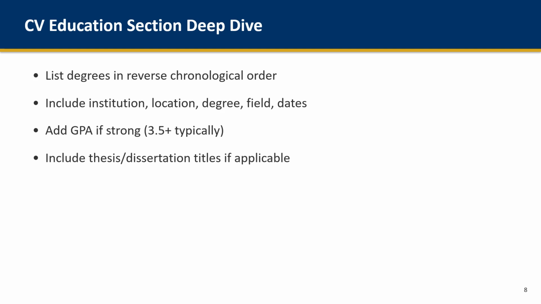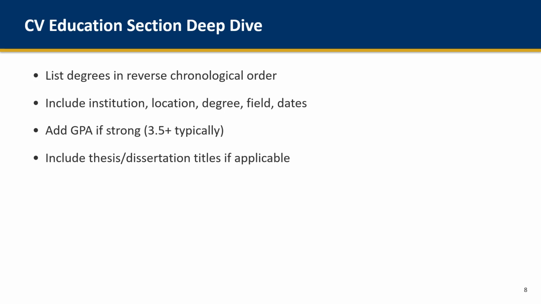The education section requires careful attention. List degrees in reverse chronological order, starting with your most recent or highest degree. For current students, list your expected degree with anticipated completion date. Include institution name, location, degree type, field of study, and dates. Be precise about degree titles. A Bachelor of Science differs from a Bachelor of Arts. An MPH differs from an MS in Public Health.